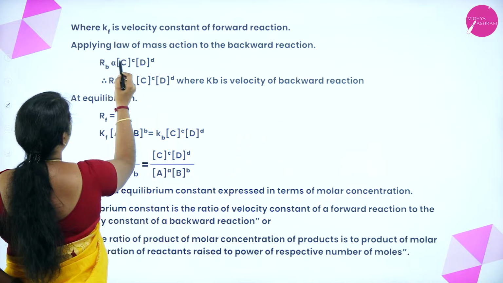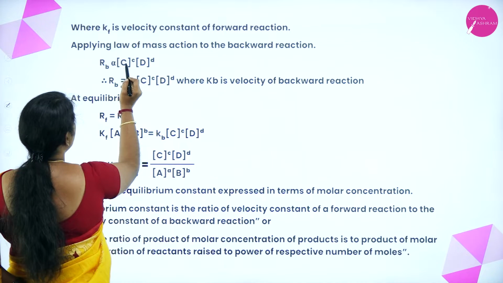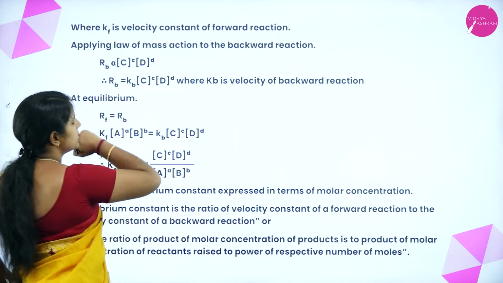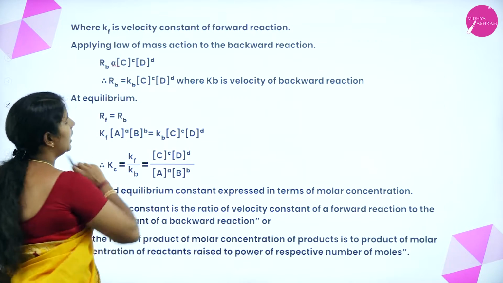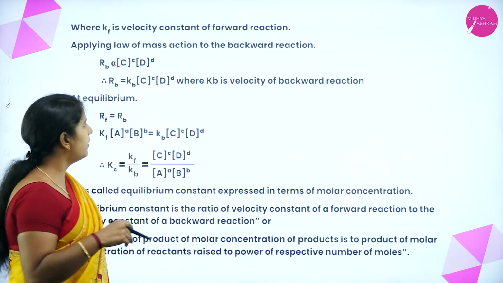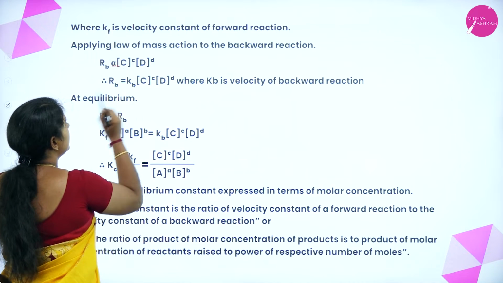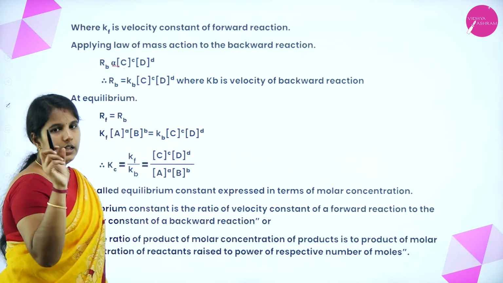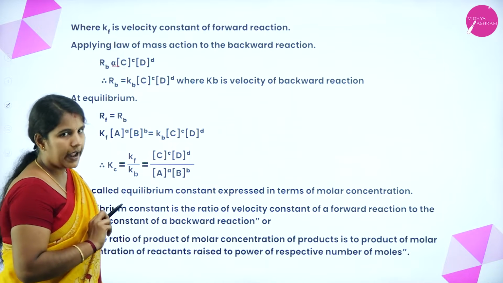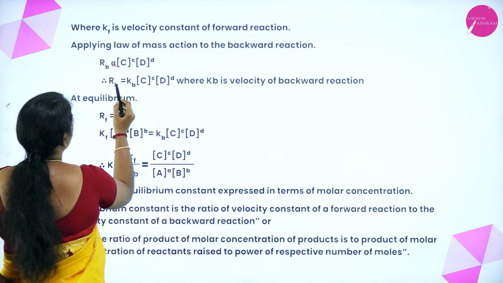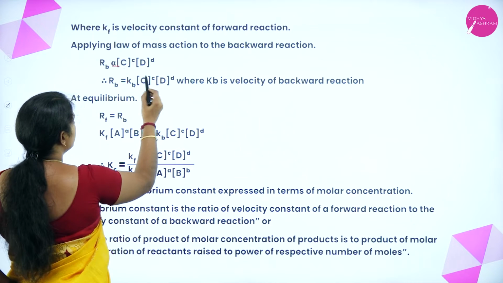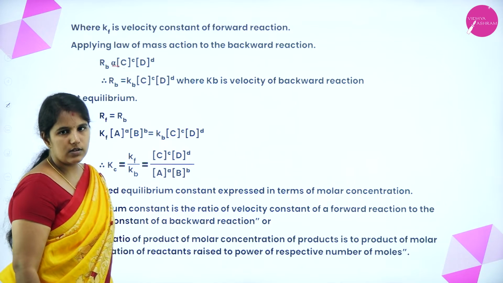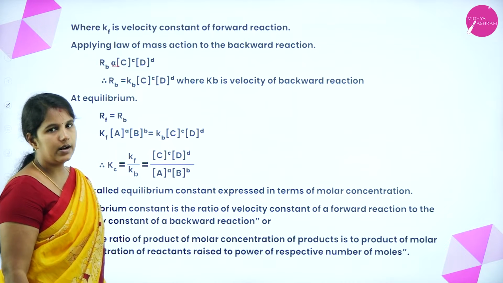Rb is directly proportional to the molar concentration of the product C and the molar concentration of the product D raised to the power d. In order to remove this proportionality constant, I will put Kb. Kb is nothing but the velocity constant of the backward reaction. So, Rb is equal to Kb into the molar concentration of C to the power c and the molar concentration of D to the power d.